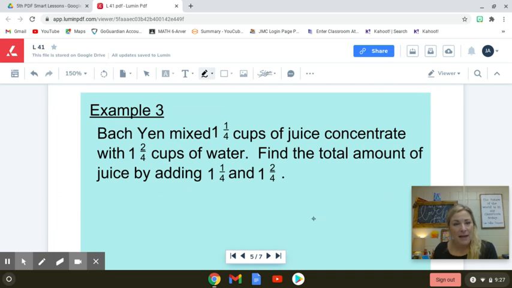Example 3. Bak Yen mixed 1 1/4 cups of juice concentrate with 1 2/4 cups of water. Find the total amount of juice by adding 1 1/4 plus 1 2/4. Give this a try. Unpause when you're ready to check your work.